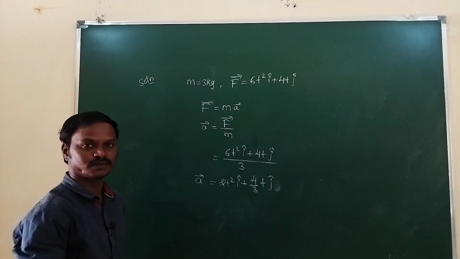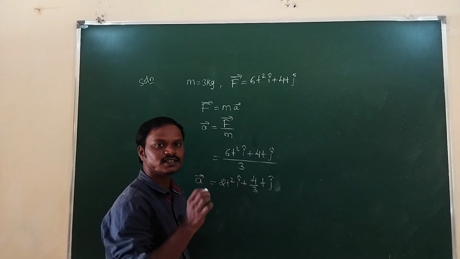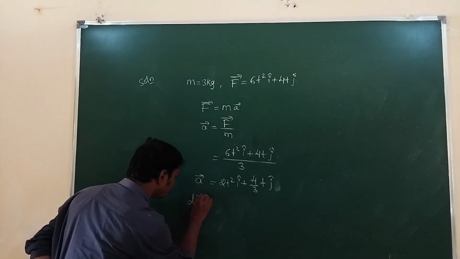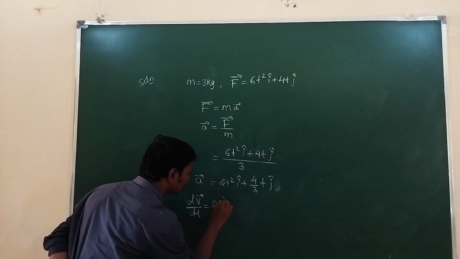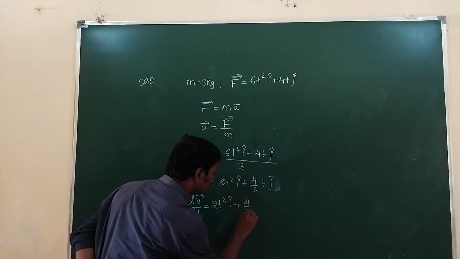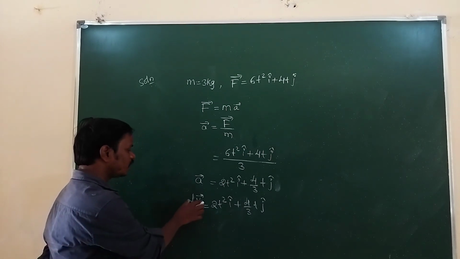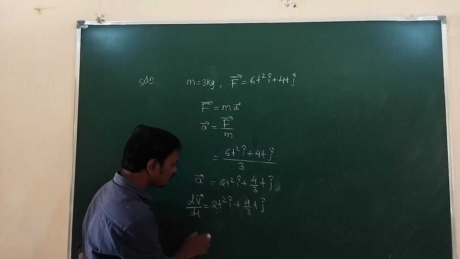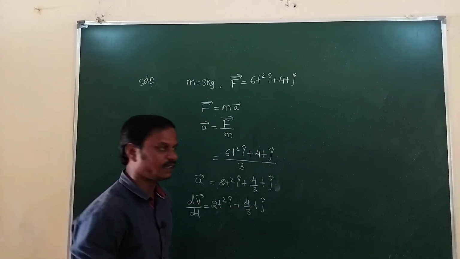Then what is our aim? Our aim is to find the velocity vector. So, acceleration is nothing but the rate of change of velocity, dv by dt, equal to 2t square into unit vector I cap plus 4 by 3 t into unit vector j cap. Now, our aim is to find the velocity vector. So let us take this dt to the right hand side, otherwise integrating both sides with respect to time.